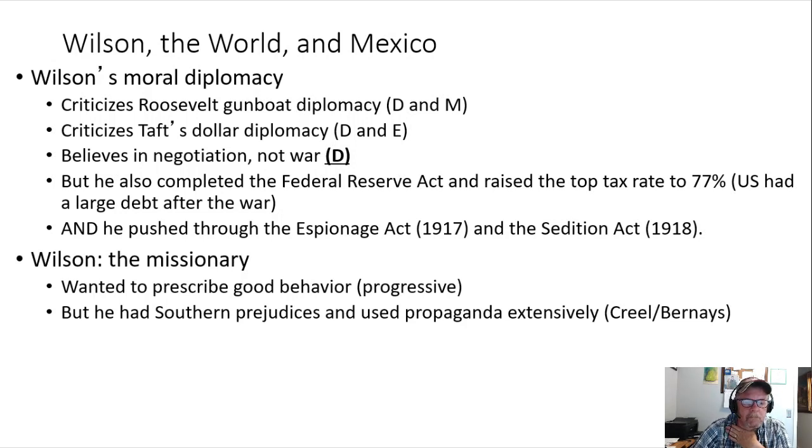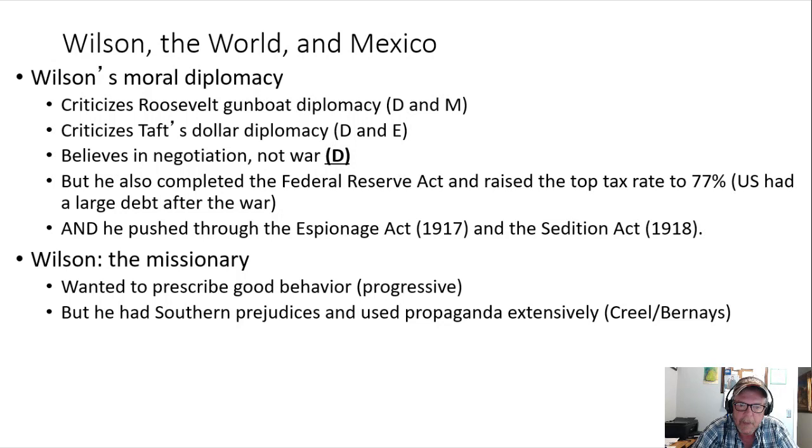Right? Wilson, remember, progressives were not strictly Republicans. It covered both parties, and he had a progressive slant to him as well, prescribing good behavior, which is interesting because if you read about Wilson, he was a bit of a racist as well. He had those Southern prejudices. But he starts to pick up on the idea of how powerful propaganda can be, and advertising and campaign posters and the like.